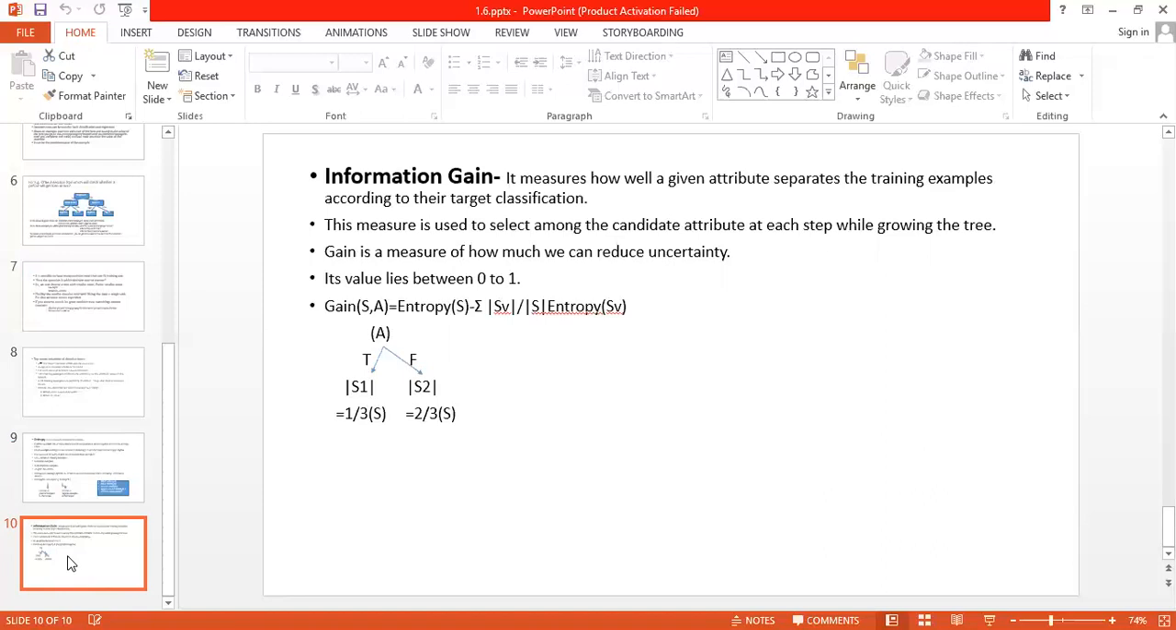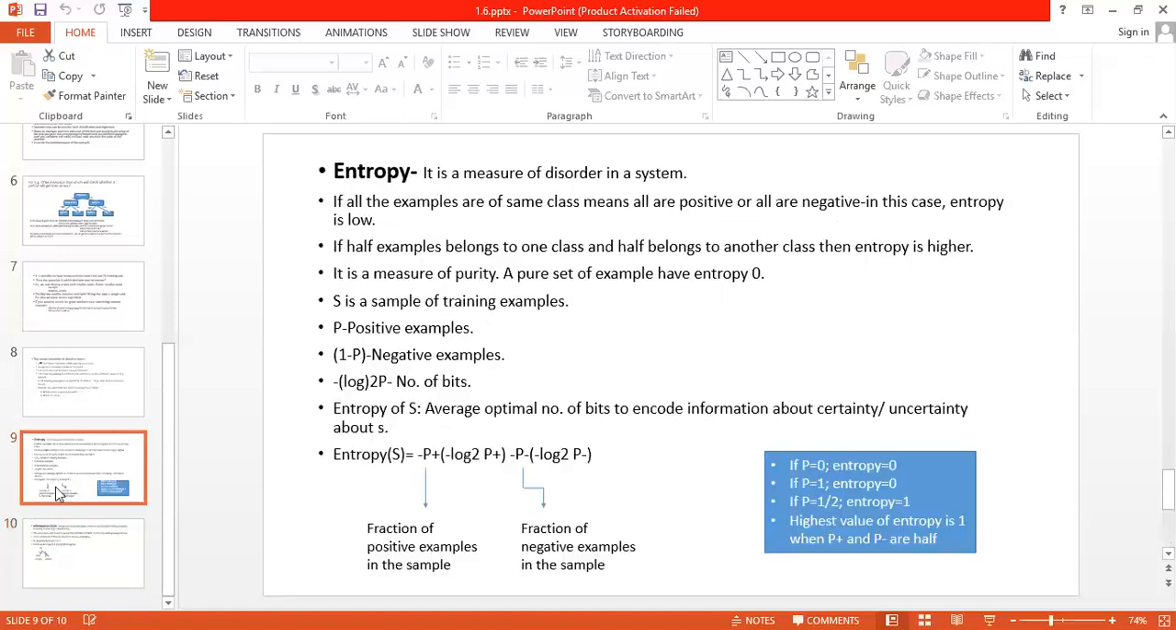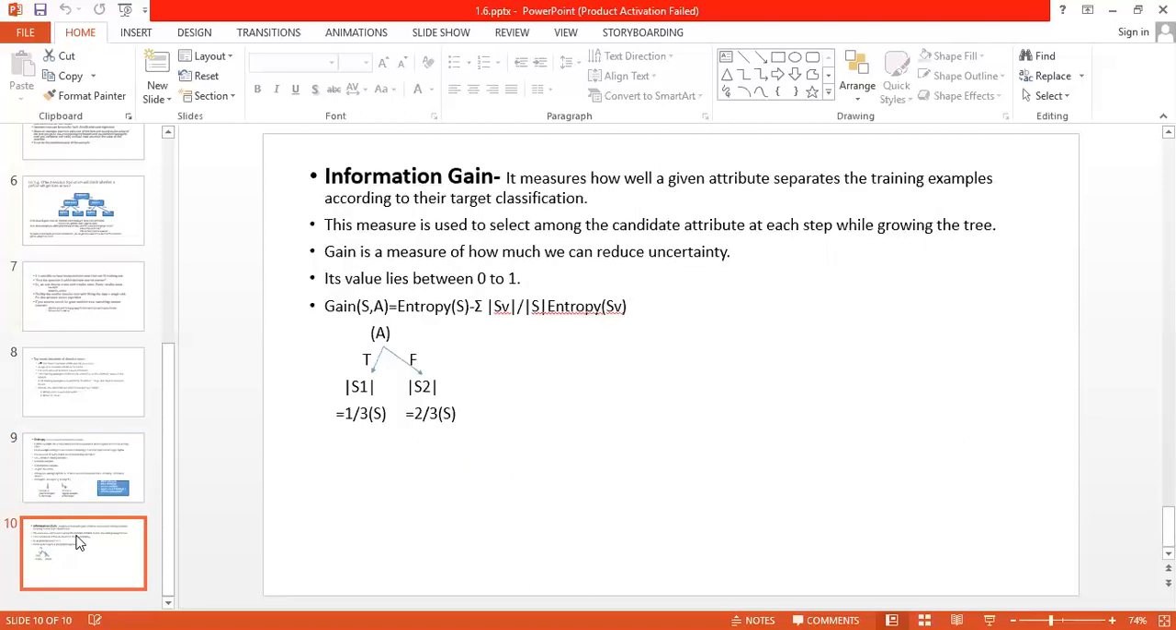We have provided formulas for entropy and information gain. So by using these two formulas, we can calculate easily, and by calculation, we can decide which node should work as a root node and which node should work as a leaf node. And by using this theory, we are able to find the perfect decision tree for any given training data. Thank you.